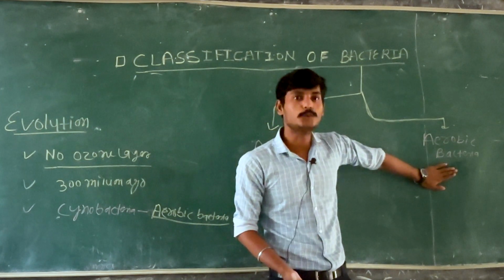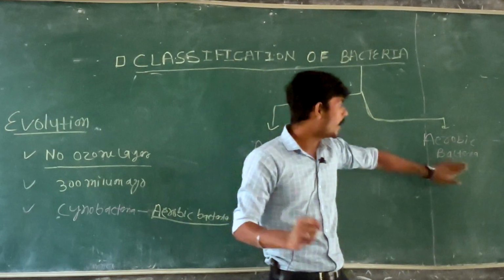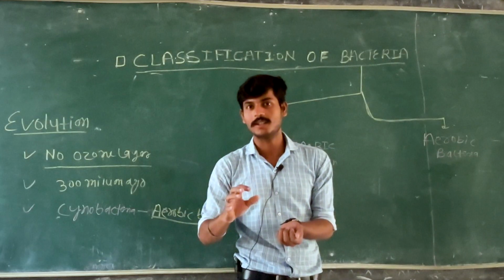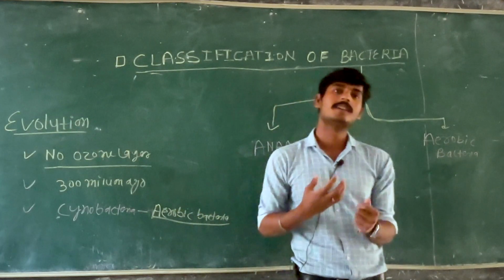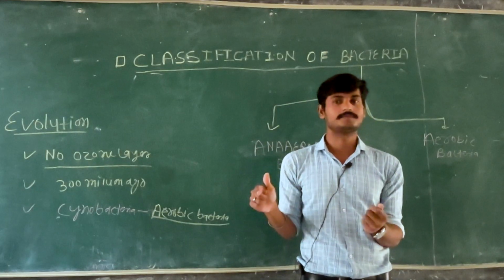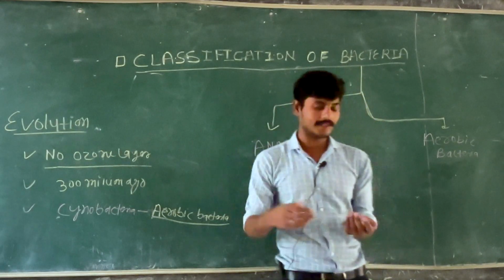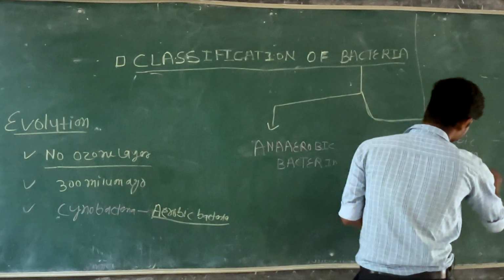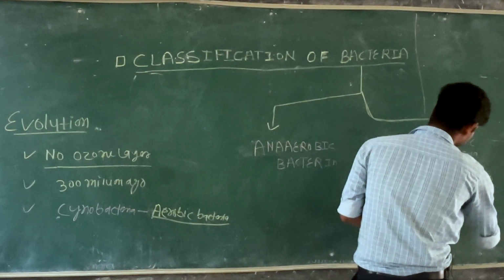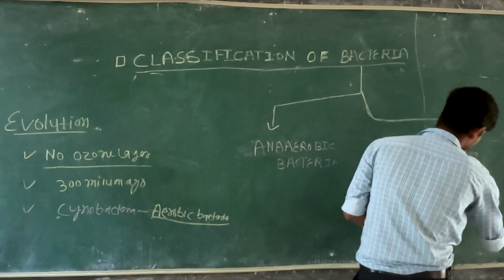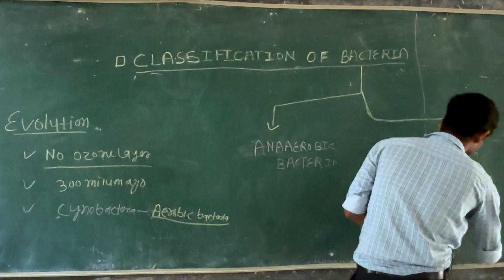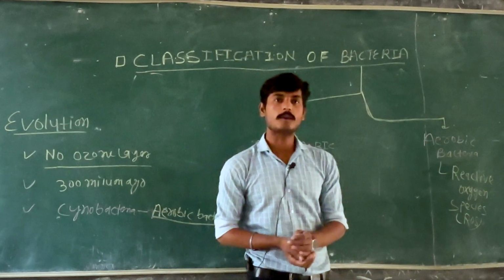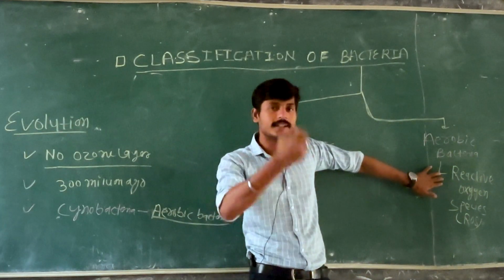The aerobic bacteria do have one dark side, and that is when our cell or any bacterial cell is continuously exposed to oxygen, something is produced, and that something is called ROS, reactive oxygen species. Getting the point?